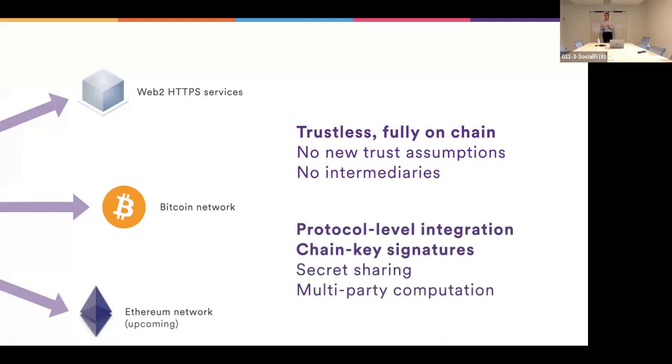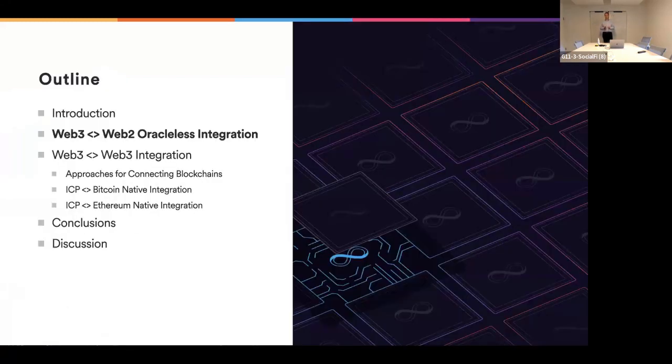And how to achieve that is, on the one hand, through integrating at the protocol level, and on the other hand, using what we call chain key signatures. Chain key cryptography is a form of advanced cryptography that uses concepts like secret sharing and multi-party computation to reduce trust assumptions, to exactly realize this trustless approach. More about this later. So now let's go into the warm-up session on Web2 integration without oracles.